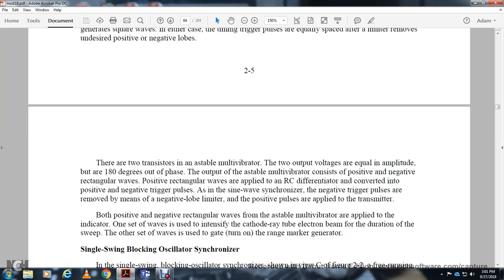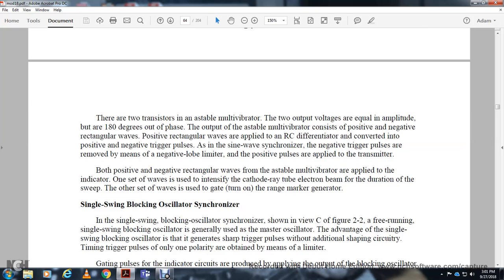The positive rectangular wave of the astable multivibrator is applied to the indicator, where one side of the wave intensifies the cathode ray tube electron beam for the duration of the sweep. Other waves are used to gate and turn on the range marker generator.